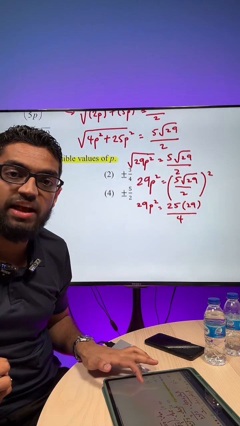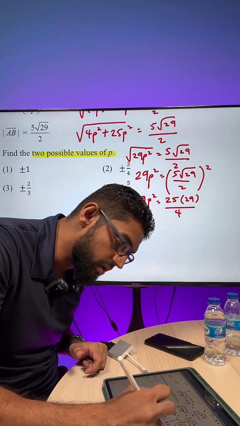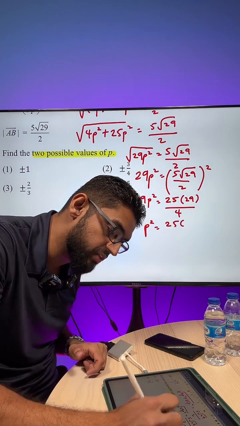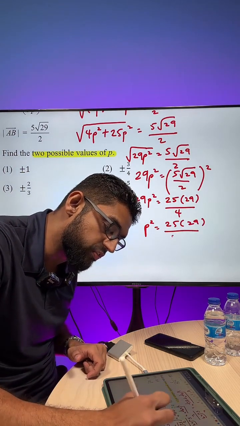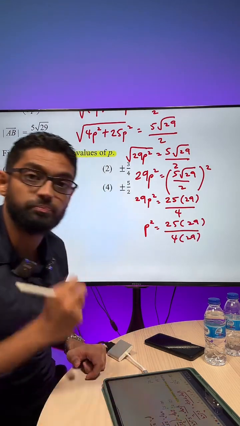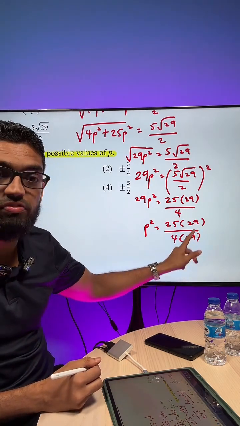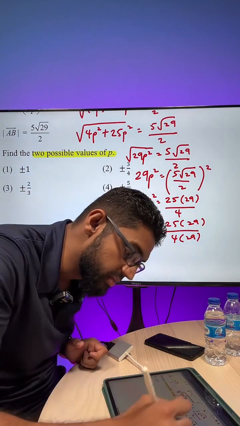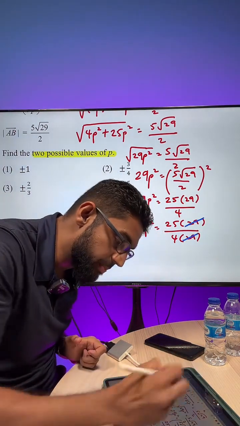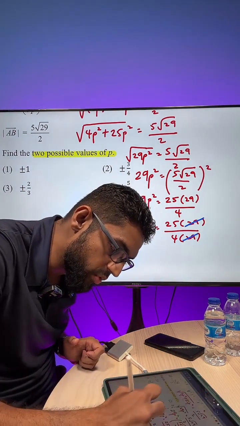Okay, now how do we find the value of P? Very simple. P squared is just 25 times 29 over 4 times 29. And then you can see that the 29s will cancel off each other. And P is just the square root of the other side.